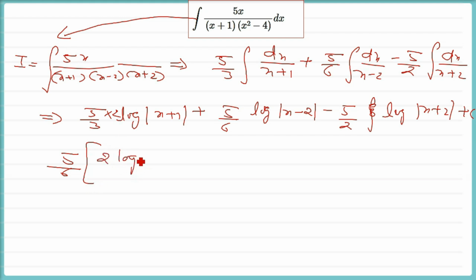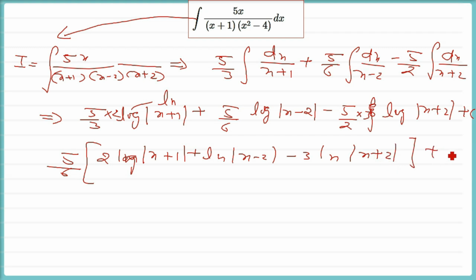So 2 log modulus of x plus 1 will be the first term. You can write ln also. So 2 ln x plus 1. The second will be what? You can have ln or log. So ln modulus of x minus 2. Now if you take 5 by 6, you have to multiply this with 3. So this will become minus 3 ln modulus of x plus 2 plus constant of integration.